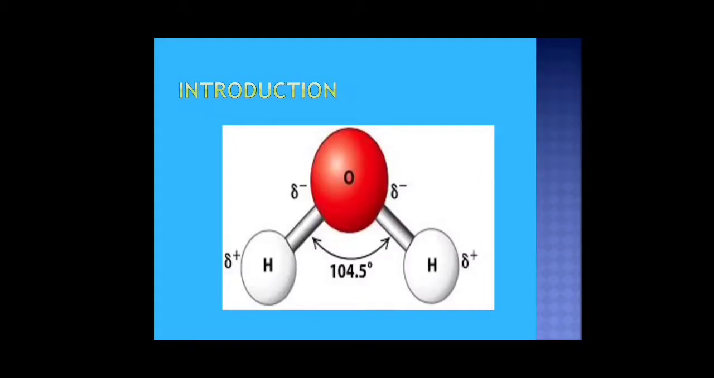A water molecule is a V-shaped molecule with the oxygen atom at one end and two hydrogen atoms connected to the oxygen atom. There is a small negative charge on the oxygen atom, whereas the hydrogen atoms have a very small or a delta positive charge. The bond angle for water molecule is 104.5 degrees.